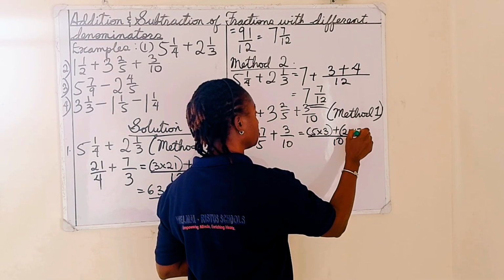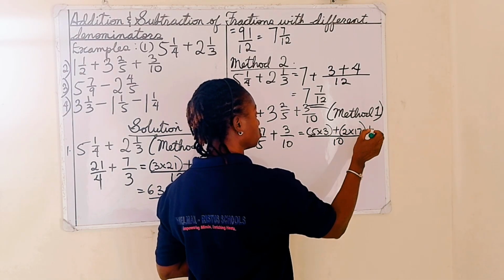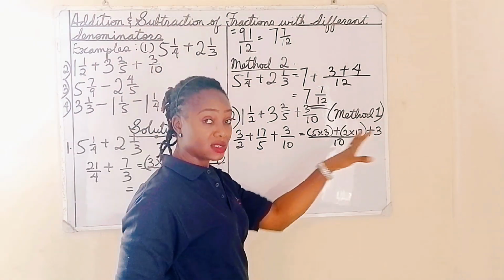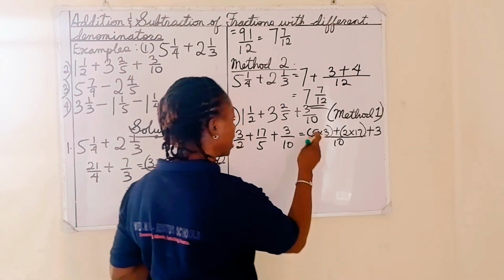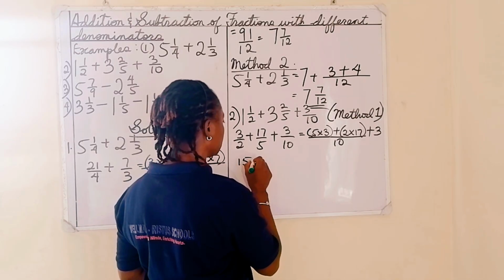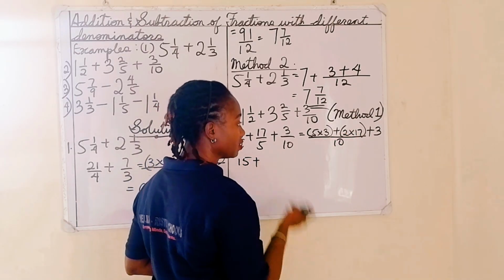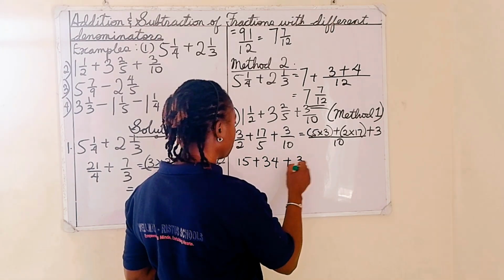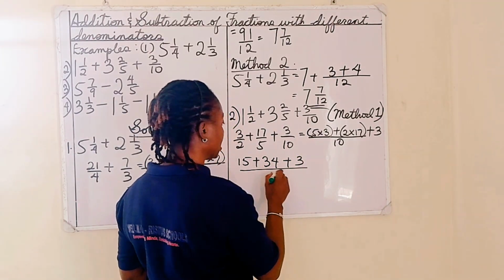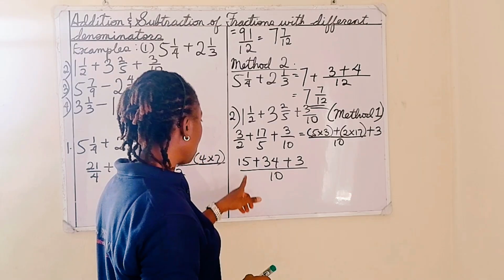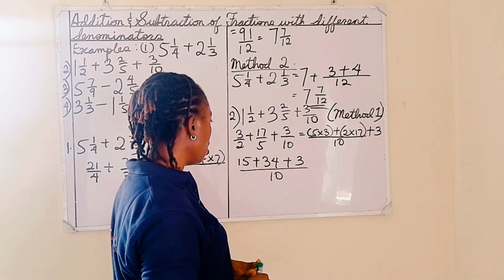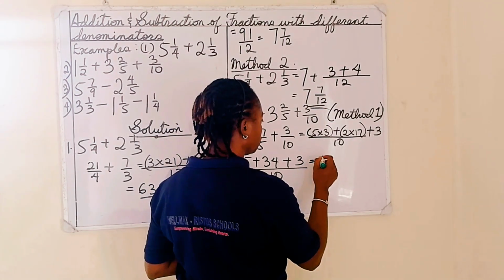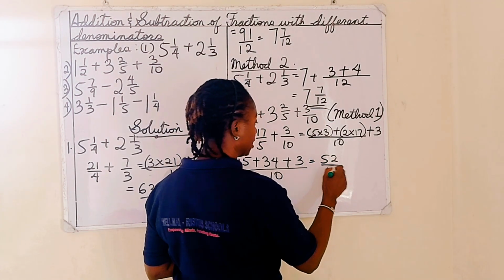2 times 17 plus 10 divided by 10 is 1, and 1 times 3 equals 3. So we can expand the bracket. So we have 5 times 3 equals what? 15, plus 2 times 17, that's 34, plus 3 over 10. Okay? Now we have 15 plus 34, that's 49, and 49 plus 3 equals 52 over 10.